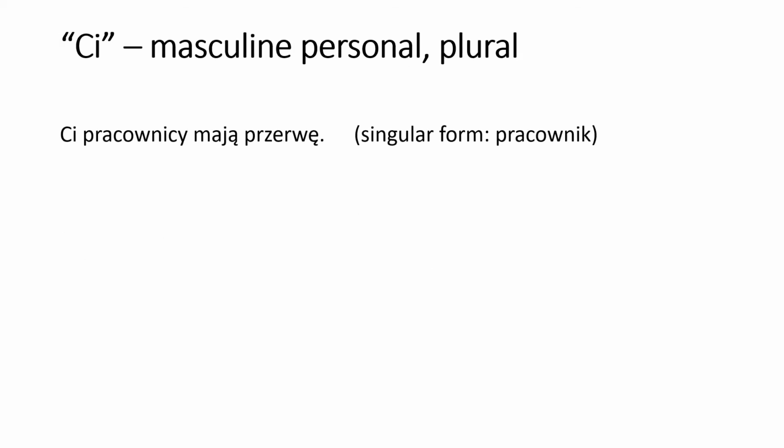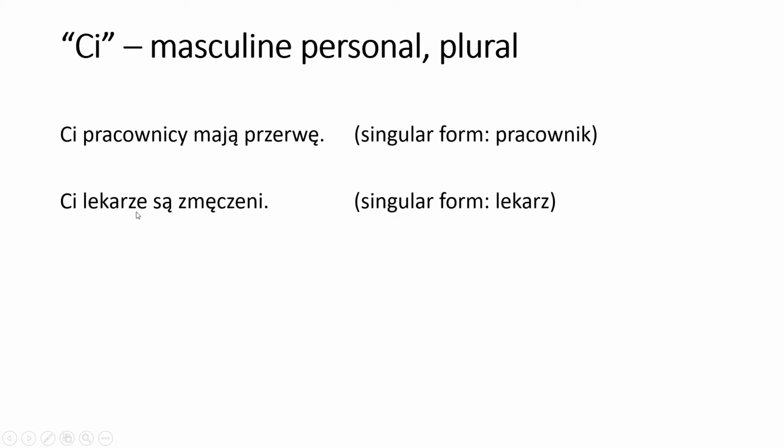Other example. Ci pracownicy mają przerwę. These workers are having a break. Pracownik, as you noticed, has become pracownicy. It's hard sometimes to make some words plural, I can admit. But you're gonna have to know them by experience. This one I cannot help you with, unfortunately. So, ci pracownicy mają przerwę. If you make a mistake and say, for example, pracowniki, you add an i to make it plural, there's not going to be a problem. No one's going to sue you for that. Anyway, let's continue.